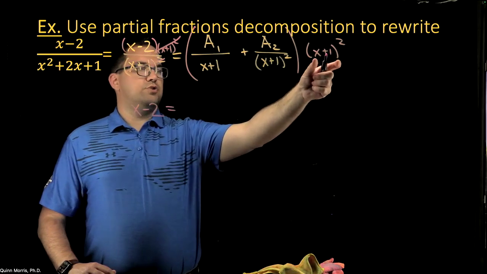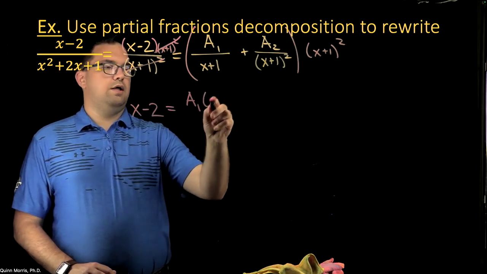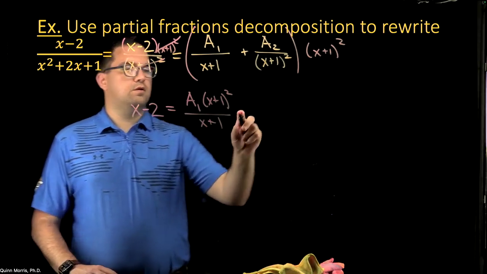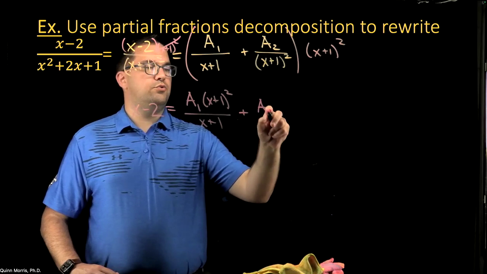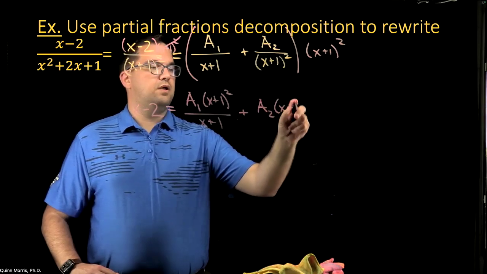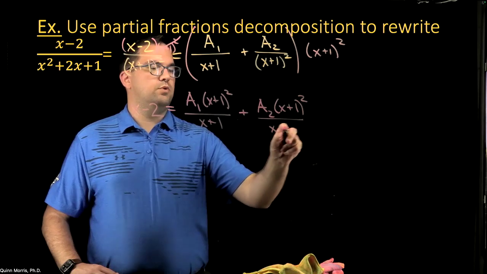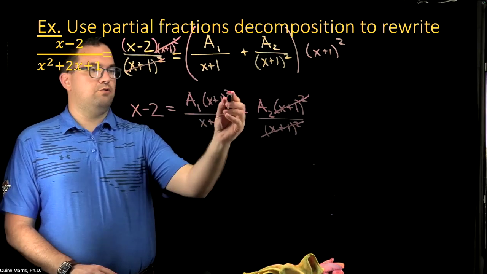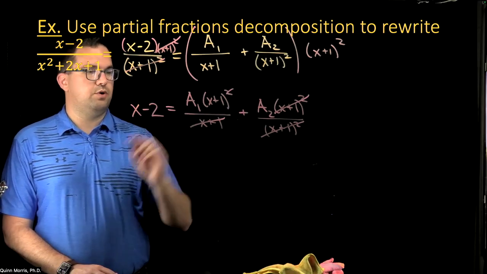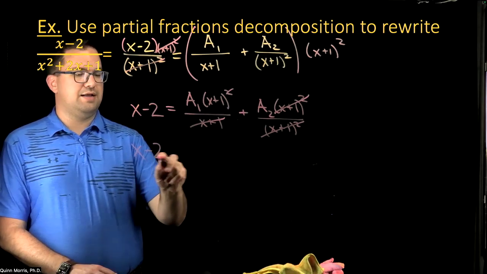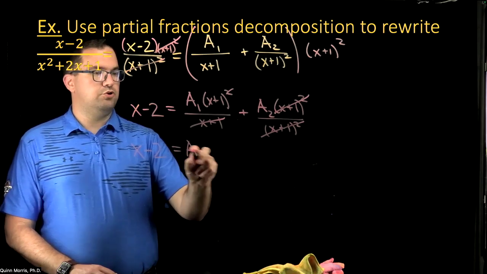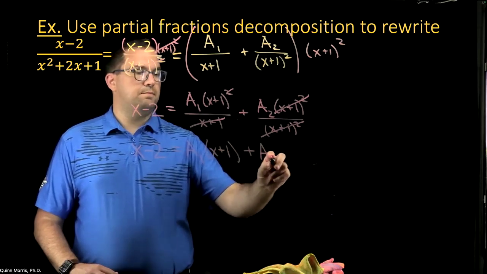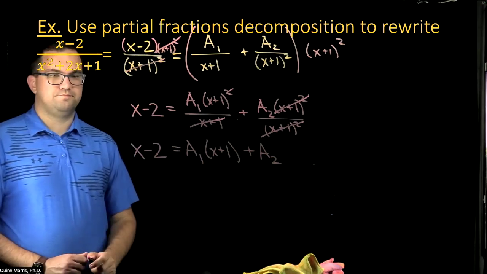And now over here, I need to distribute this x minus 1. So I'll get a1 times (x plus 1) squared over x plus 1, plus a2 times (x plus 1) squared over (x plus 1) squared. Those will cancel. Here I'll lose one power of the x plus 1, and so I'll end up with x minus 2 is equal to a1 times (x plus 1) plus a2.